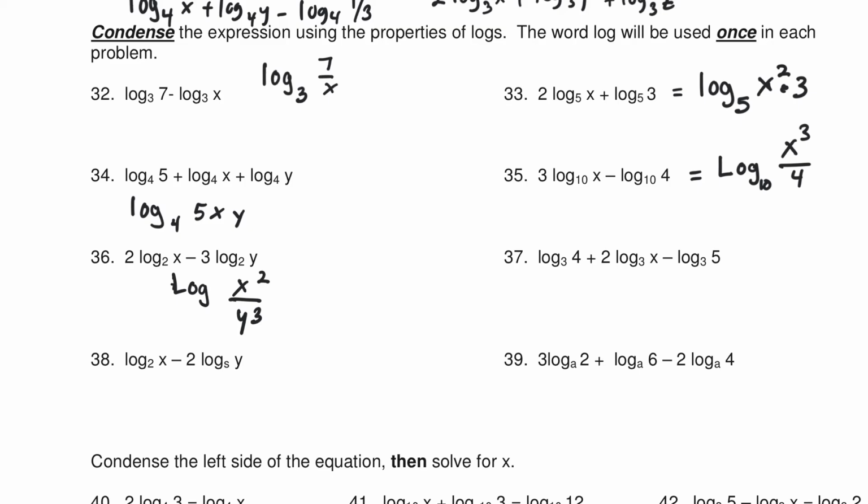37, you notice that these first 2 is the product property, and then you're going to do division. So if I had to do it step by step, it'd be log base 3, and it's going to be 4 times x to the second power minus log base 3 of 5. And you notice that we're subtracting. So to combine this, you have log base 3, and then we have 4x squared over 5.